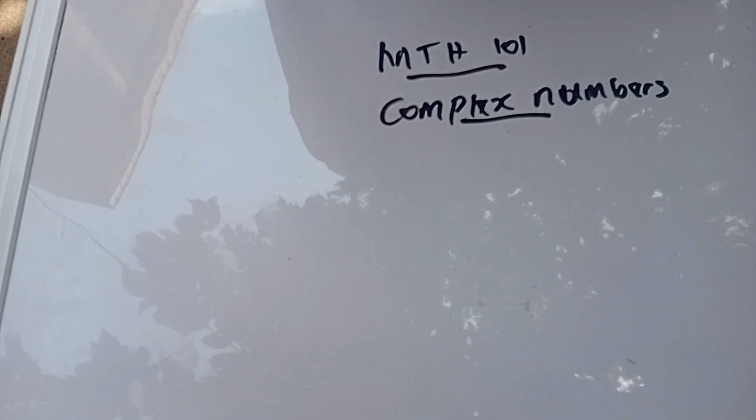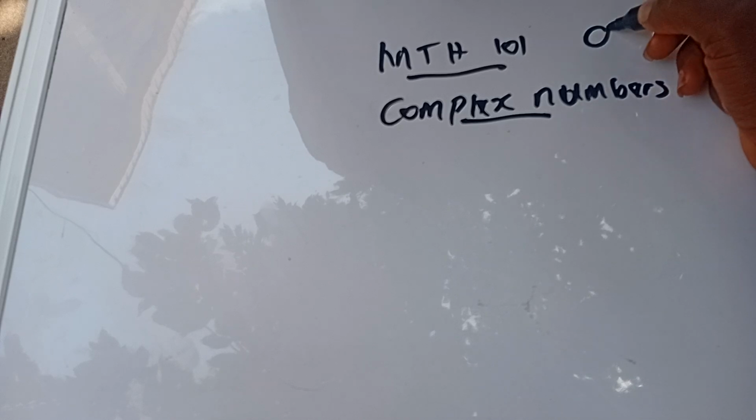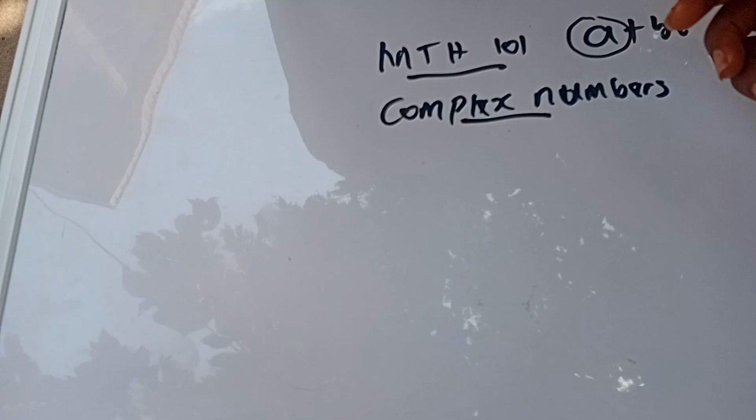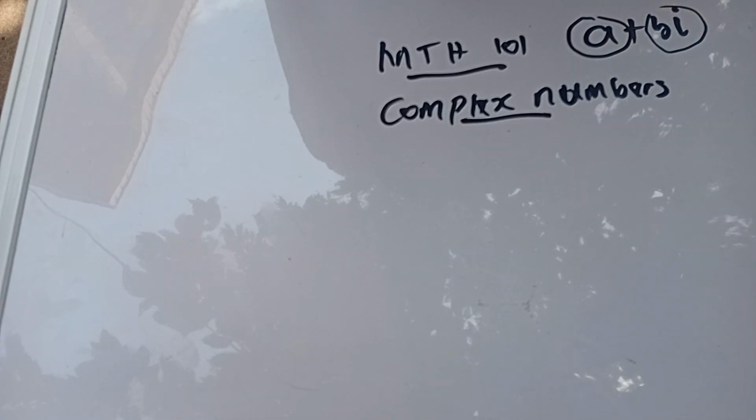Now, complex number. When we are talking of a complex number, it is a combination of a real number and an imaginary unit. For instance, we can have something like a plus ib. So this is the real part, while this is the imaginary part, where that i is the imaginary unit. You cannot see it on the number line.